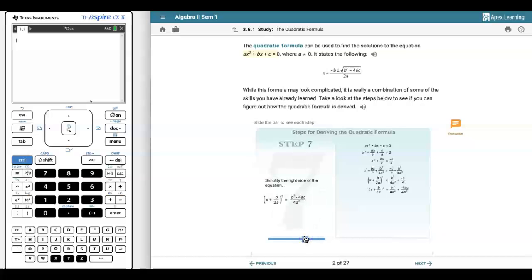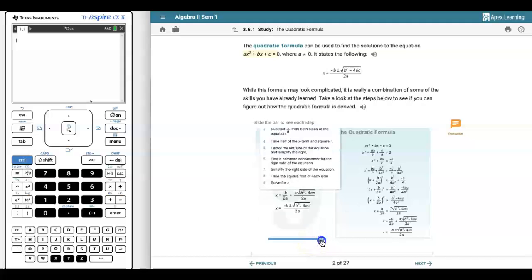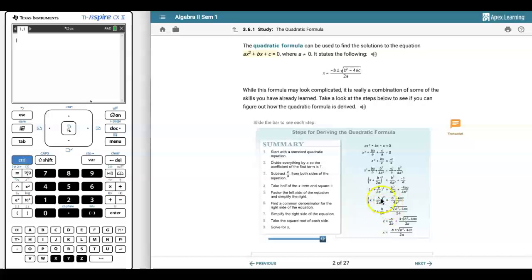Then if we simplify the right-hand side of the equation, we get b squared minus 4ac over 4a squared. And then we take the root of each side. When we do that, we're left with a square root on top, but 4a squared is reduced to 2a. Then the last step is we move that positive b over 2a to the right-hand side of the equation, which makes it negative b over 2a. We combine like terms, and then we can solve for x.